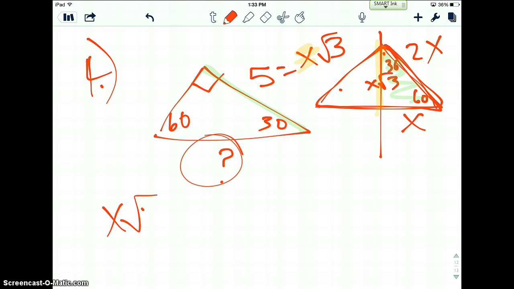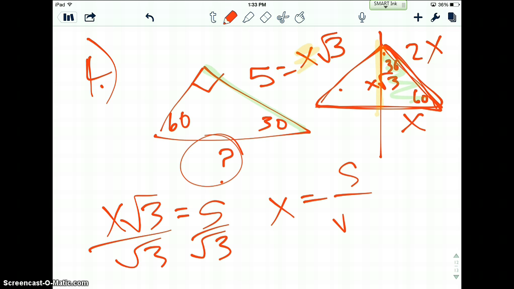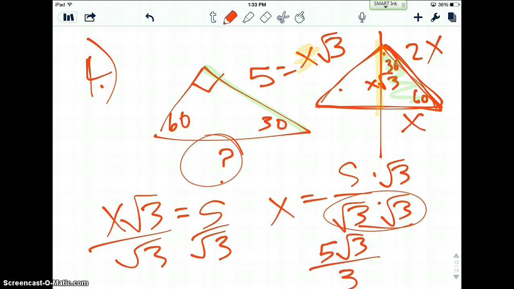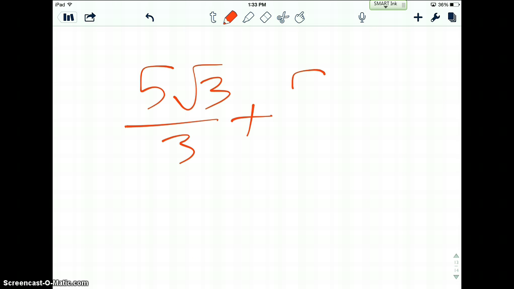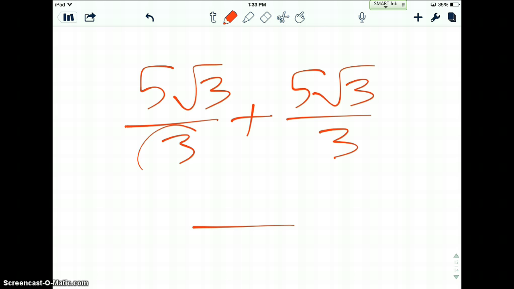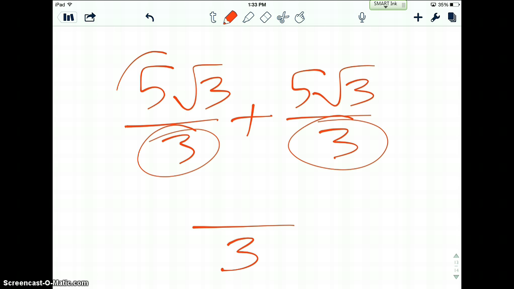So x root 3 equals 5, divide by root 3, divide by root 3. I'm going to have to rationalize the denominator. And I'm at 5 root 3 over root 9, which will end up just being 3. So my x is worth this, but I'm trying to find the hypotenuse length, which is 2 x's, so I need to double this. So 5 root 3 over 3 plus 5 root 3 over 3, we have common denominators, so that'll be 3. And then I have 5 root 3's plus 5 root 3's. So how many root 3's?